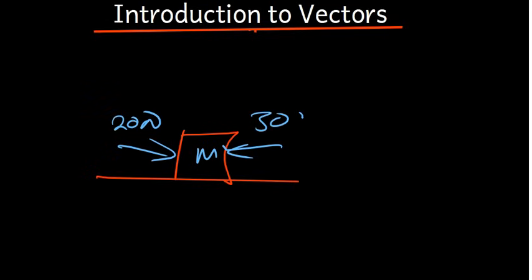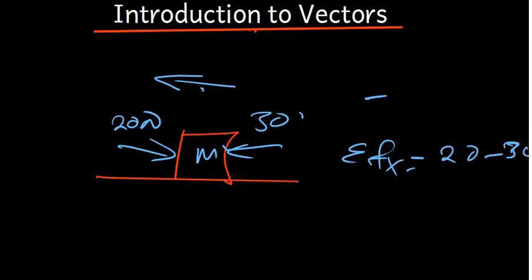We know that the 30 is greater than 20. Therefore, this object is going to accelerate in this direction, toward west. Meaning that the net force is negative, because the summation of all the forces is 20 minus 30, which gives us negative 10. So the net acceleration is going to be in this direction. Then the net force is negative 10. Okay, so that is what we need to understand.